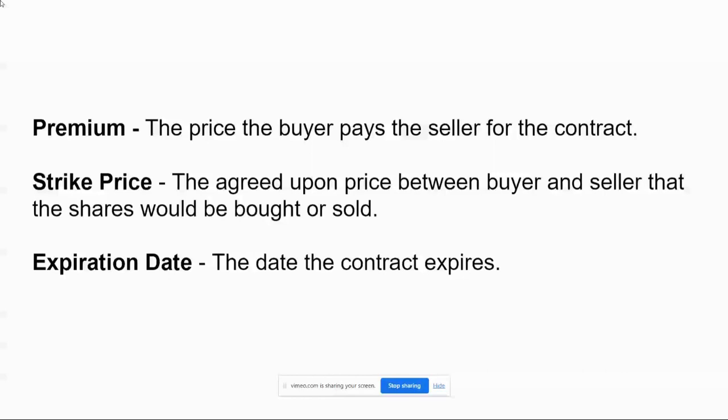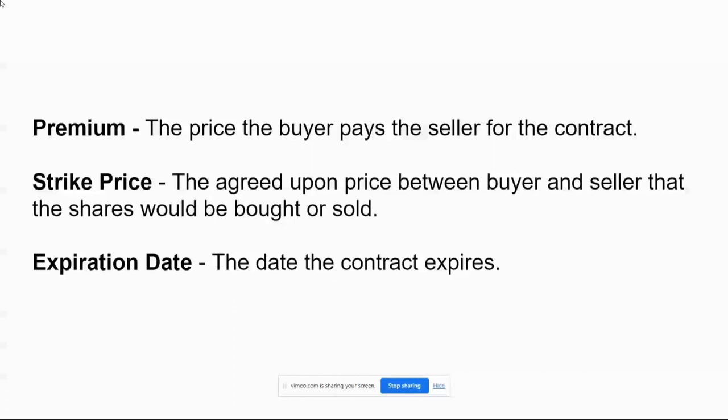I'm going to be going through options contracts. If you've never heard of these, they can be a little bit confusing at first, but I'm going to make it as simple as possible. There's a few vocab words you're going to want to know. First, of course, what is an options contract? It's an agreement between a buyer and a seller that gives the buyer the right, but not the obligation, to buy or sell a specific asset at a specific price on or before a specific date.